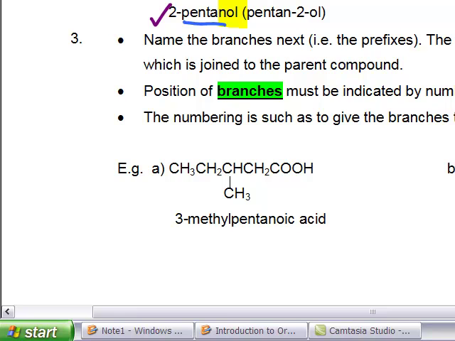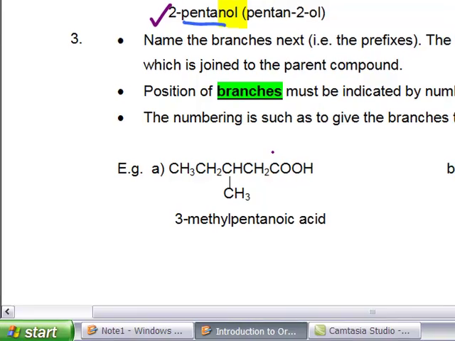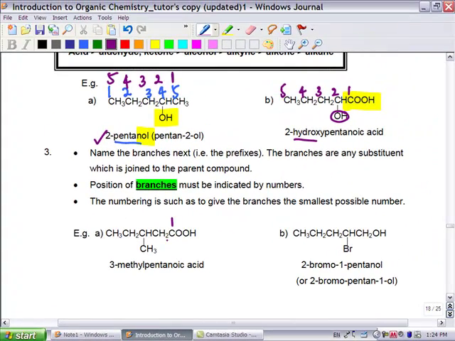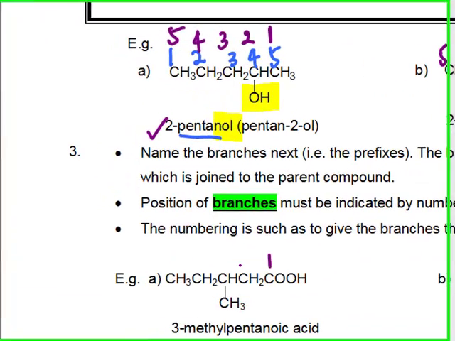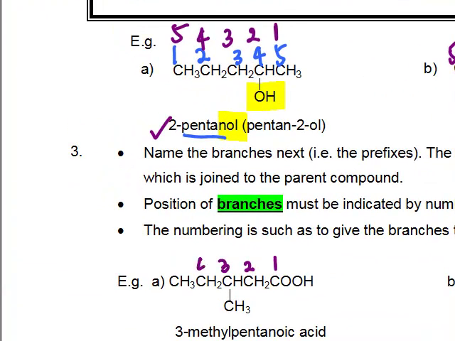We will name the acid group first. The numbering starts from the acidic group because acid takes precedence in this chain. 1, 2, 3, 4, 5. Hence it is a pentanoic acid, and the methyl group appears on the third carbon. So it's 3-methylpentanoic acid. Let us look at example B.